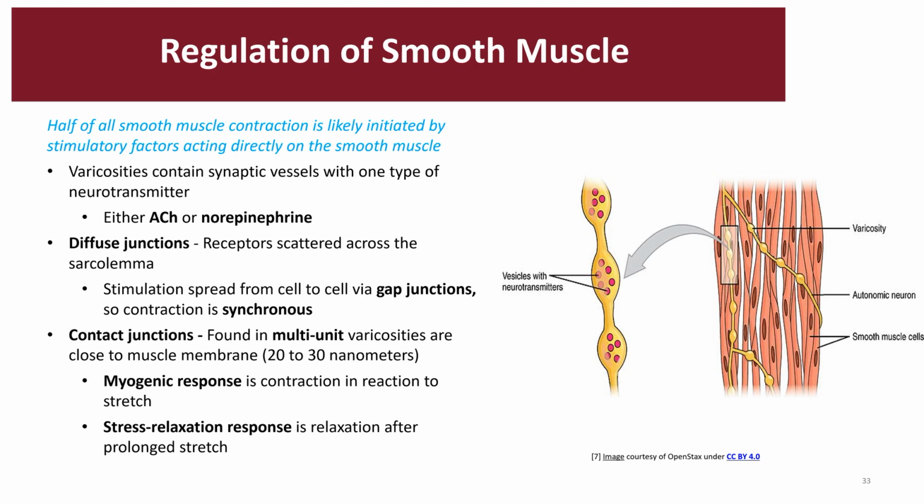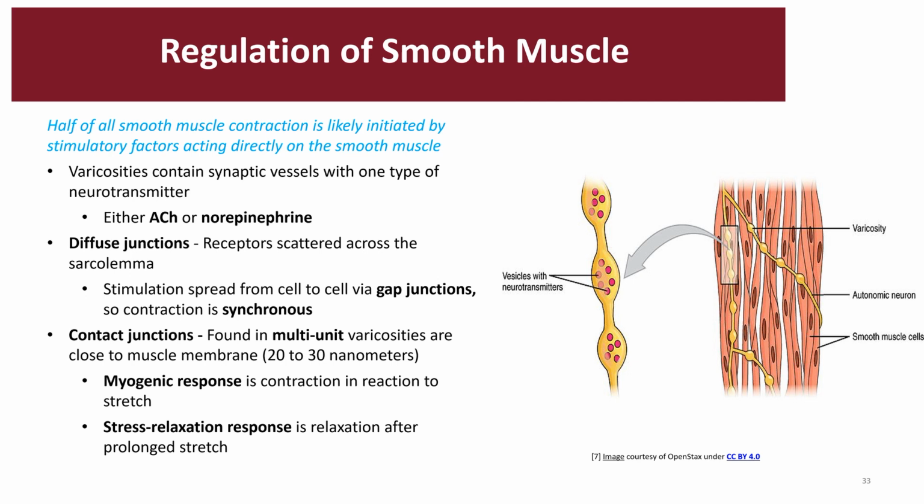Controlling and regulation of smooth muscle. So smooth muscle contraction and relaxation is not controlled voluntarily, but rather controlled by the autonomic nervous system in response to specific neurotransmitters and types of receptors that the neurotransmitters bind to. Half of all the smooth muscle is likely to be initiated by stimulatory factors directly released onto smooth muscle. So either acetylcholine and norepinephrine, those chemicals dictate whether or not the smooth muscle will constrict or dilate.